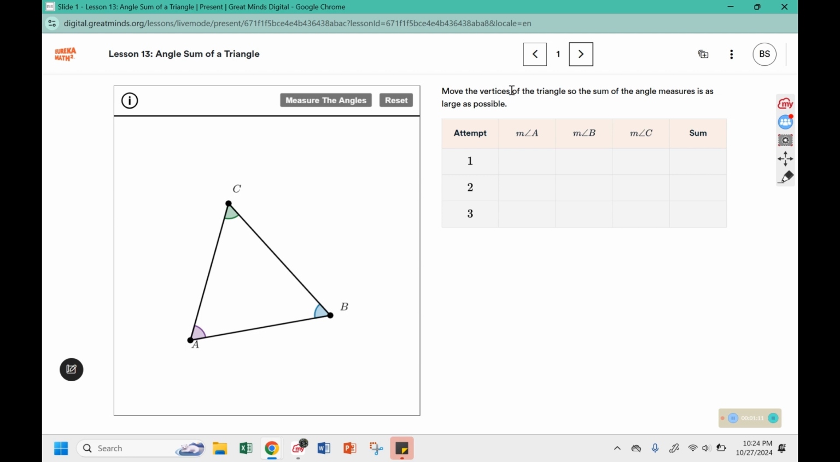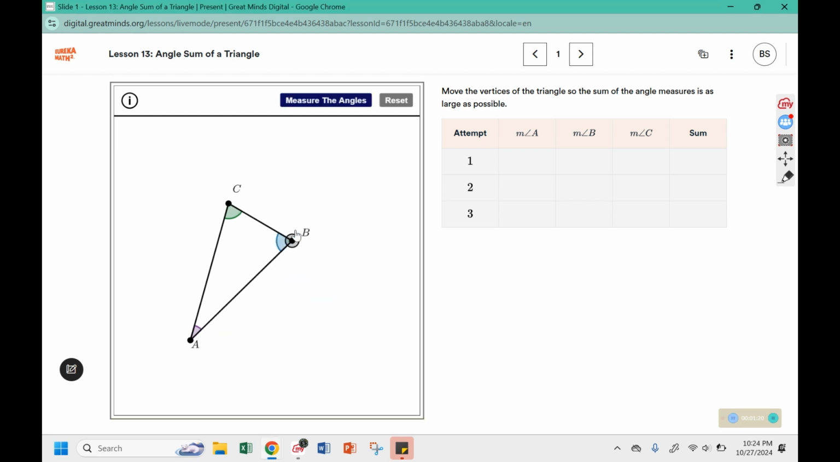It says move the vertices of the triangle so the sum of the angle measures is as large as possible. So we can drag these around. Maybe we want to make C an obtuse angle. And then if we measure the angles, we see that C is 157, angle B is 15, and angle A is 8.